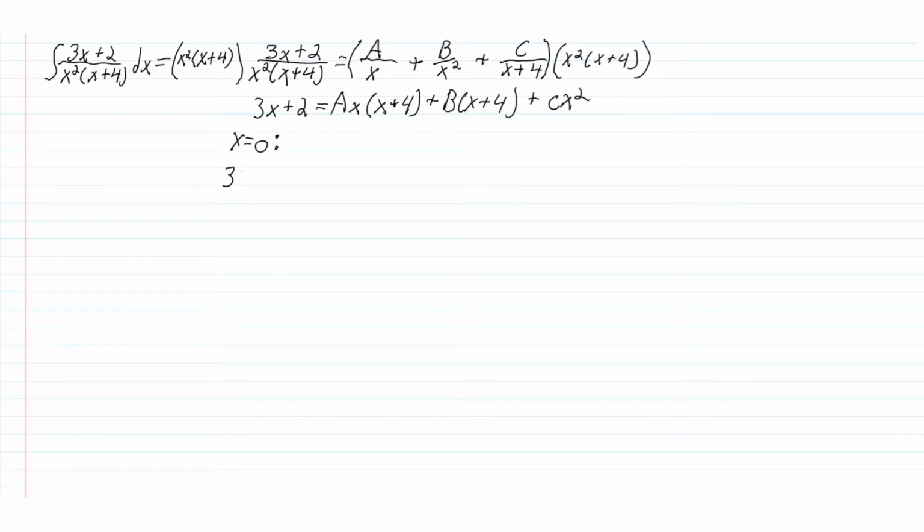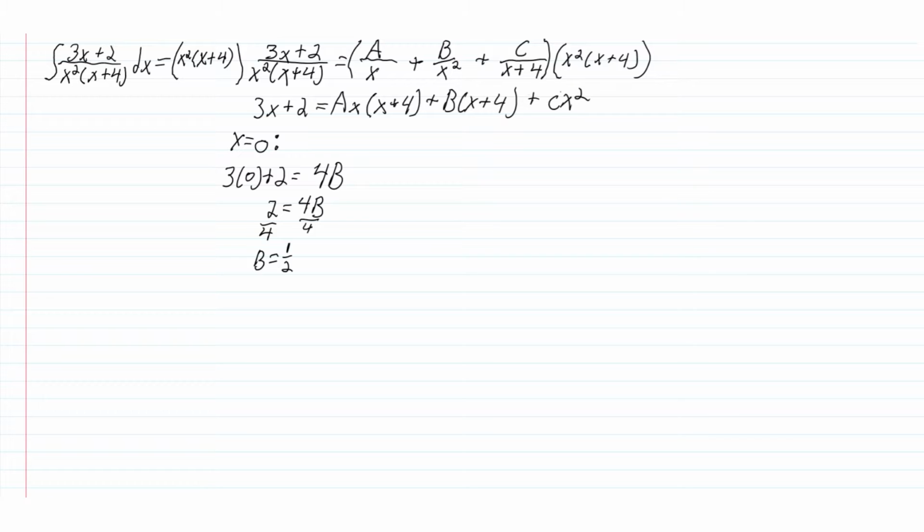And now we just plug in, so we'll get 3 times 0 plus 2 is equal to a times 0, so I'm not going to write that. And then it'll be b times 0 plus 4. So it'll be 4b. And then we'll have cx squared. Well, anything times 0 is 0, so that'll go away also. And then it'll just leave us with 2 equals 4b. We can divide by 4 on both sides. And then we simplify this 2 over 4 and get b equals 1/2.